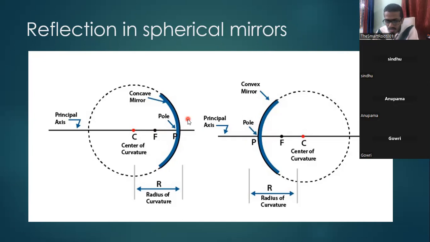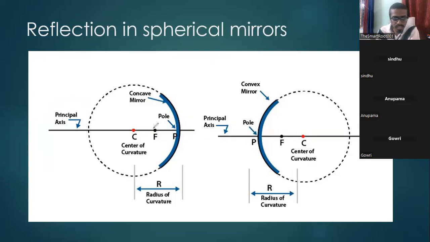Next you have focus. But before we look at focus, we look at something called the principal axis. It looks like a diameter, right? In mathematics you have learned about tangent and secant, right? So this is something like a secant. It is just passing through the center of curvature and joining the pole. Here also the same thing. It is passing through the center of curvature and joining the pole. Correct? What do we call this kind of line? We call it the principal axis.